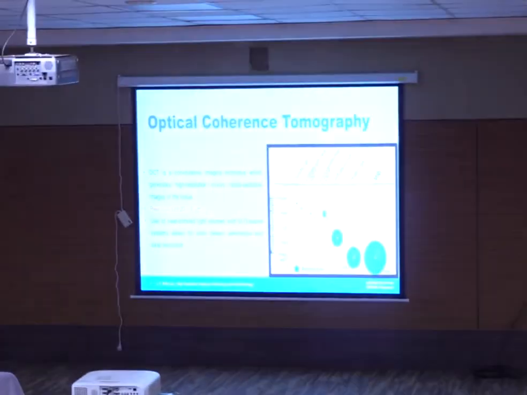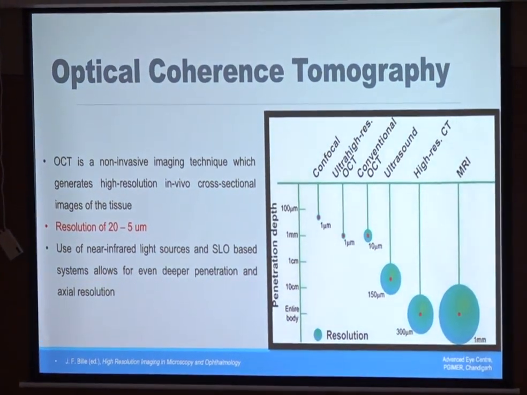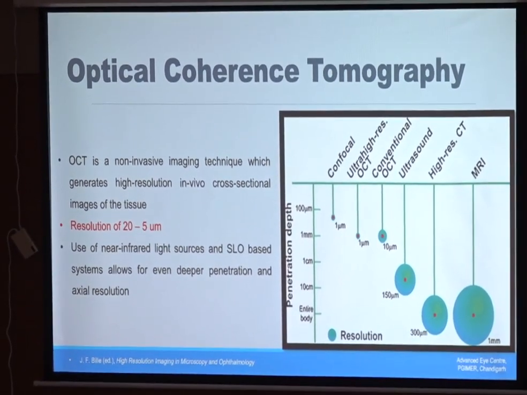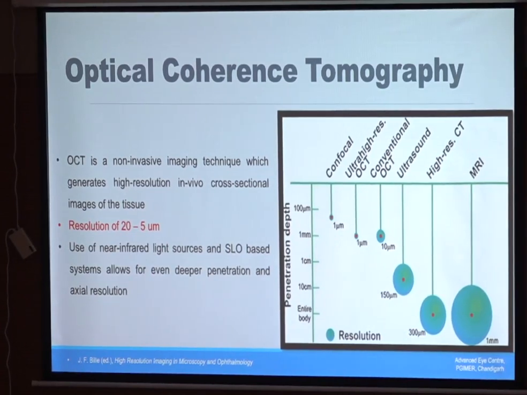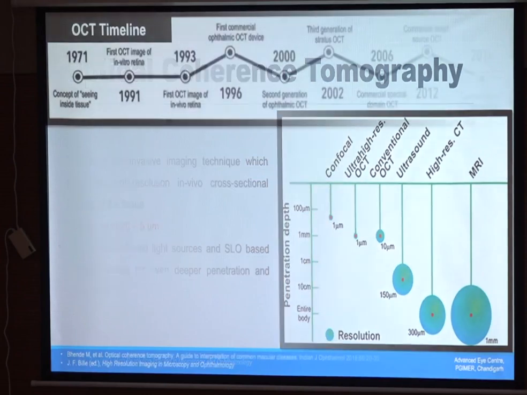So I'll be talking on one of the imaging modalities that we use most commonly in ophthalmology and in retina especially, that is optical coherence tomography. It is a non-invasive imaging technique that generates high resolution in vivo cross-sectional images, as you can see when compared to the other imaging modalities that we have, MRI and CT scan, which have more depth but the resolution is very less. And here we can see almost even up to 1 micrometer difference between 2 points. And with the use of the near infrared light sources and scanning laser ophthalmoscopy based systems, even deeper penetration and axial resolution are possible.